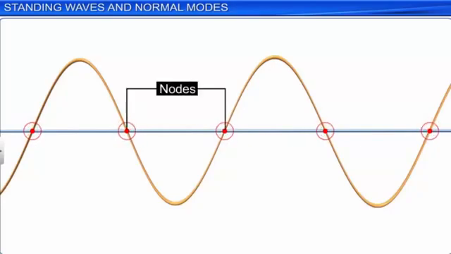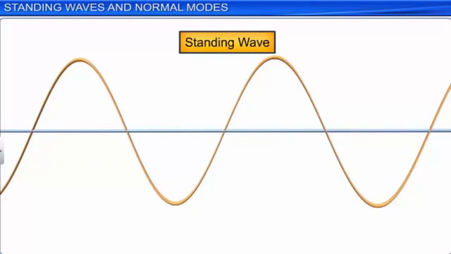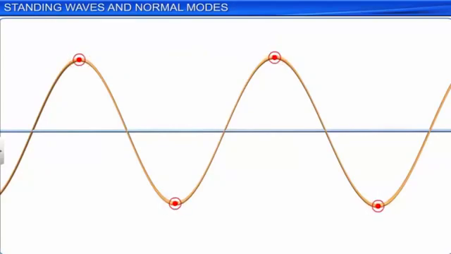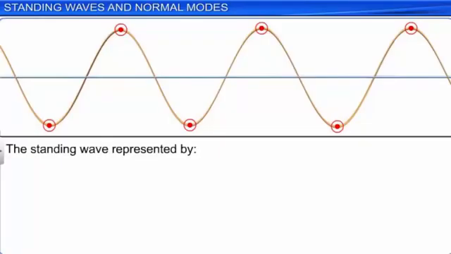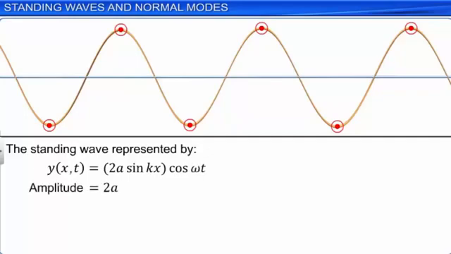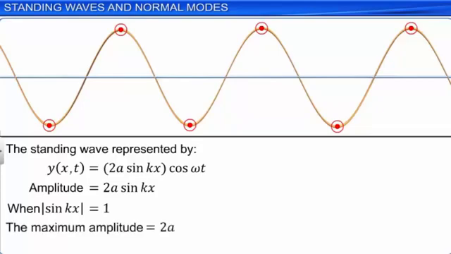Now, let us find the position of the elements of the stretched string where the amplitude of the standing wave is maximum. The standing wave is represented by y of x,t is equal to 2a sin kx cos omega t. Amplitude is equal to 2a sin kx. When mod sin kx is equal to 1, the maximum possible amplitude is 2a. For mod sin kx equal to 1, kx is equal to (n plus 1 by 2) pi, for n is equal to 0, 1, 2, and so on. We know that k is equal to 2 pi by lambda.